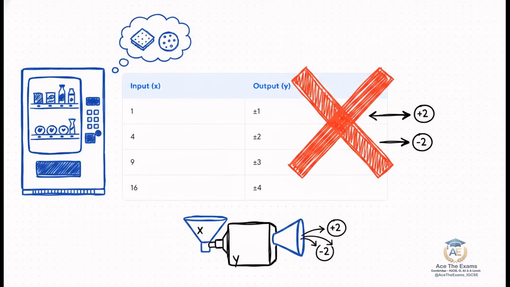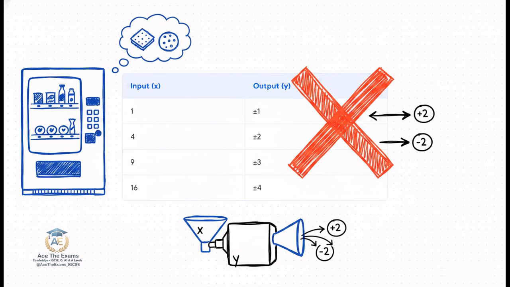Okay, take a look at the data here. We've got inputs mapping to outputs, but notice something a bit weird. A single input in the domain is actually producing more than one output in the range. And because of this, the relationship is not a function. Just imagine pressing a button on a vending machine, right? And it just randomly gives you one of two completely different snacks.